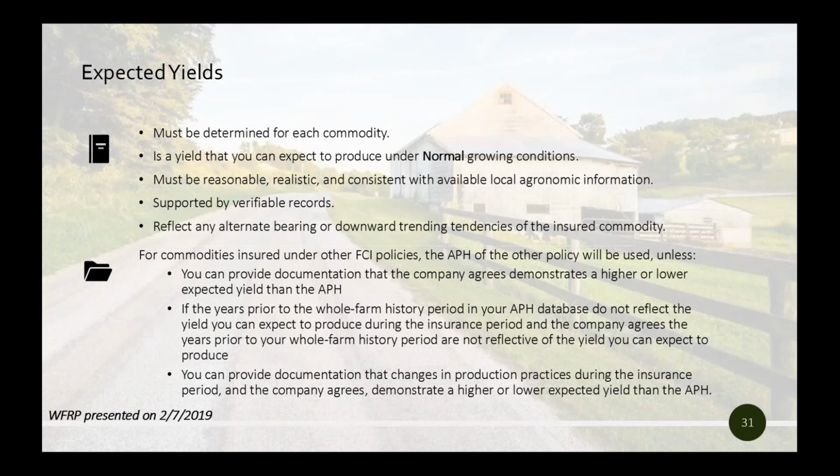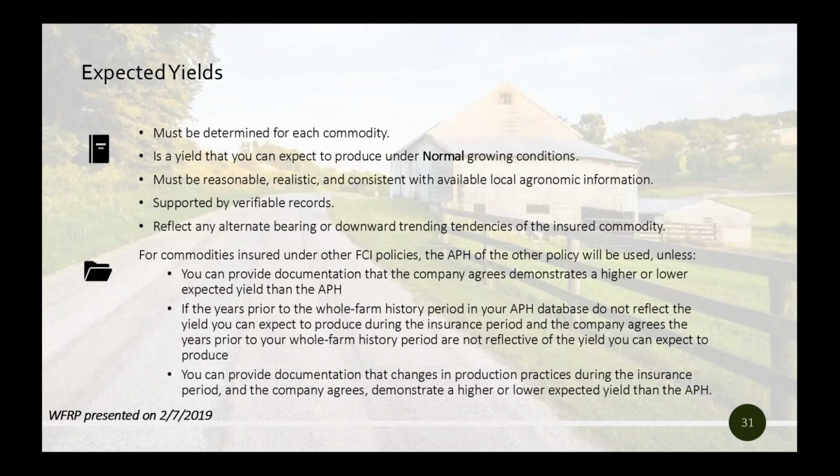For commodities insured under other federal crop insurance policies, we're going to first look at the actual production history under that other policy, and we're going to use that in most cases unless you can provide documentation that the company, the AIP, agrees demonstrates a higher or lower expected yield than that actual production history.